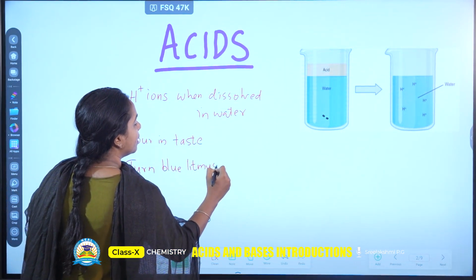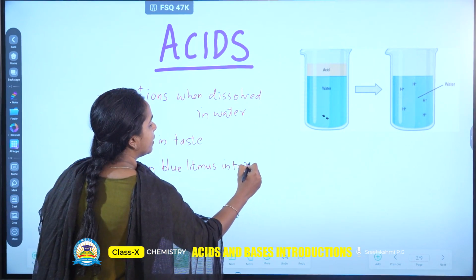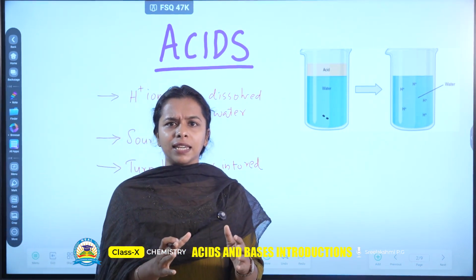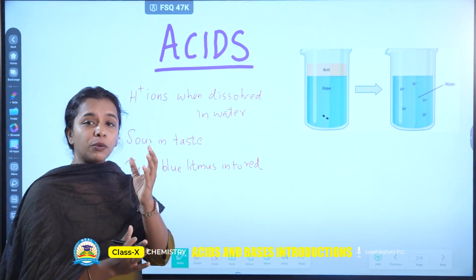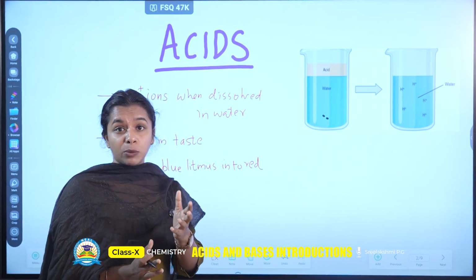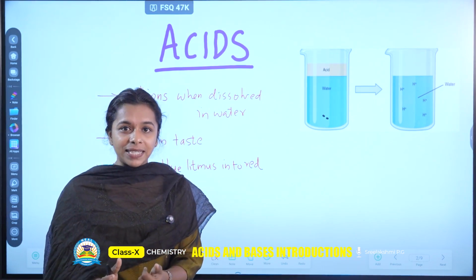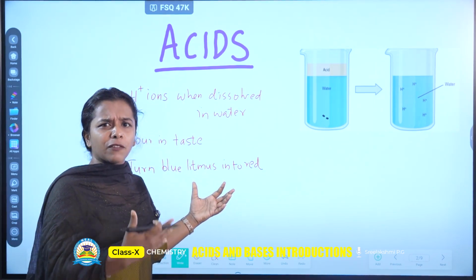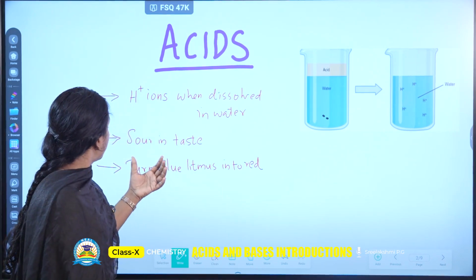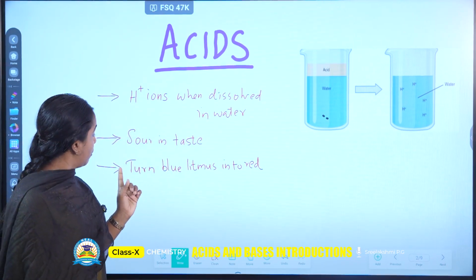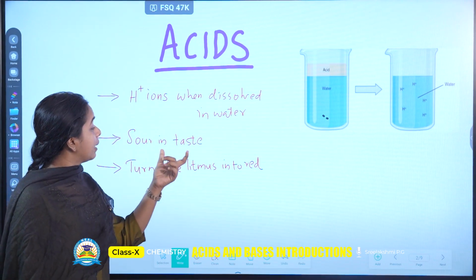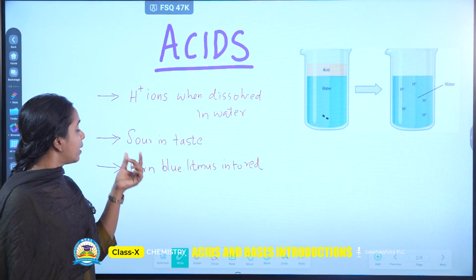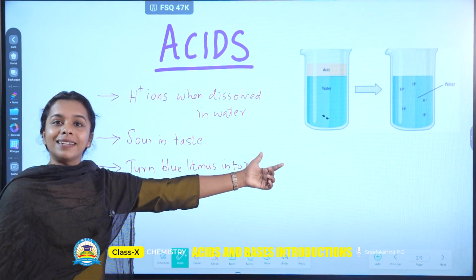litmus into red. What is this litmus? That also we will study. It is an indicator. Okay, so if I am giving you a compound, you should know whether it is an acid or a base. That we can understand by using these type of indicators that we will study in the upcoming classes. So here, it will turn blue litmus into red color. Understood? It will turn blue litmus into red color.